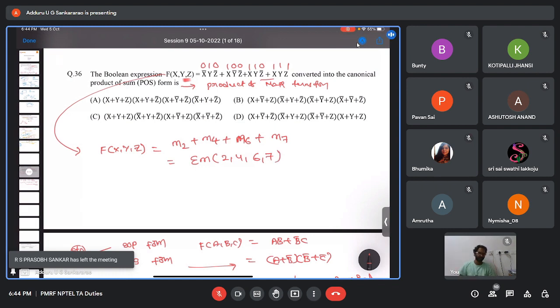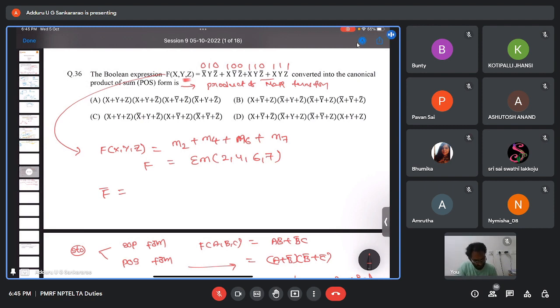This is sum of minterms form. This is F. Now I want F bar. What is F bar? You might have seen, from the sum of minterms form we can write the truth table. What is F bar other than these minterms? F is the sum of 2, 4, 6, 7 minterms. F bar is other than these minterms.